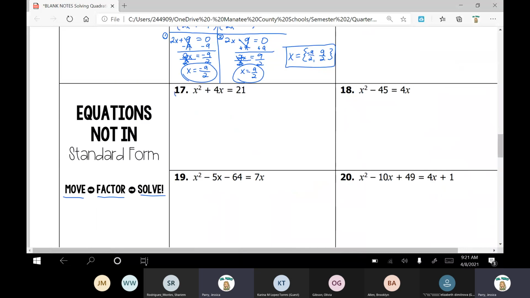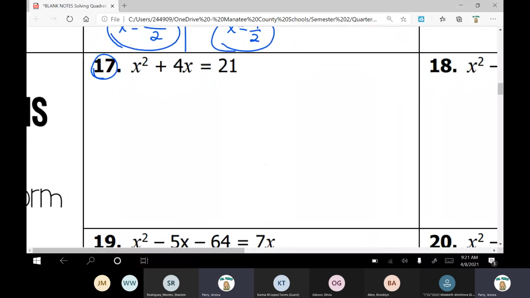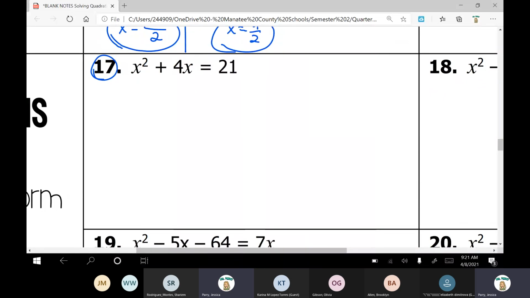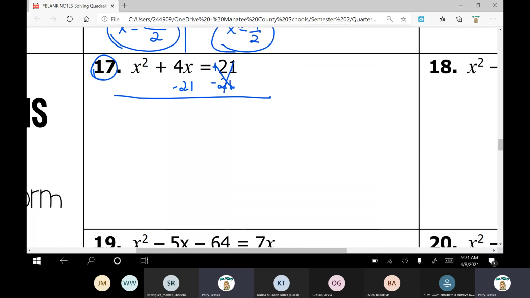So let's do number 17. You can see number 17, it's actually equal to 21. We need to first set it equal to 0. So I want to get a 0 over here. So I'm going to move this positive 21 to the other side. So I'll do minus 21 on both sides. Okay, so those cancel out. That means there's nothing left. What number is nothing, if you have nothing in your bank account?